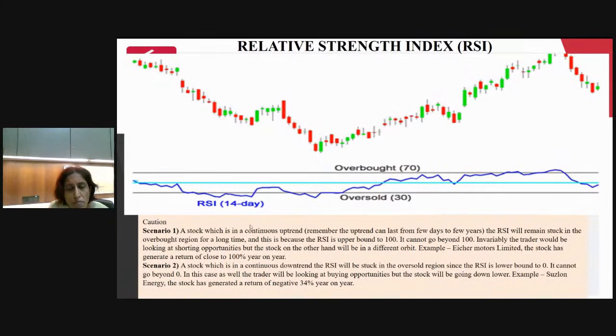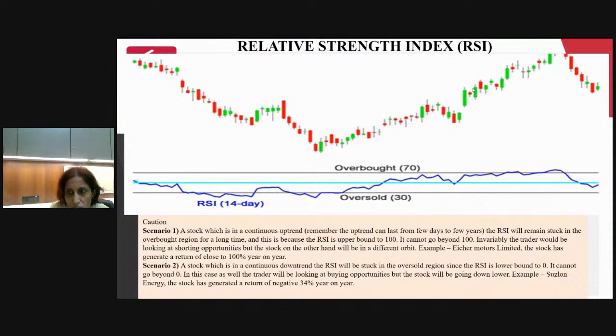However, one should be very, very careful while using the RSI, especially in case of stocks which are very strong. If they are showing a very high upward movement over a period of time, you will always find that the RSI will be showing an overbought situation. So a stock which is in a continuous uptrend, the RSI will remain stuck in the overbought region for a long period of time. And this is because the RSI is upper bound to 100. It cannot go beyond 100.